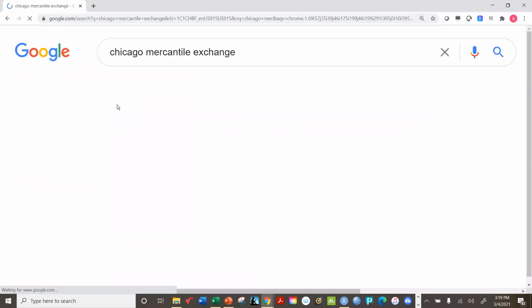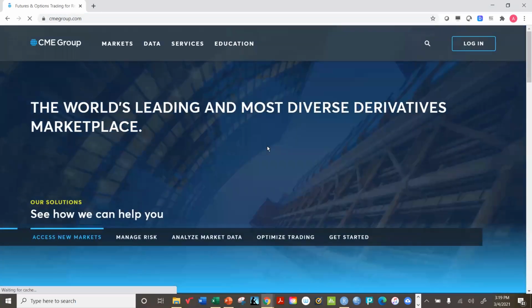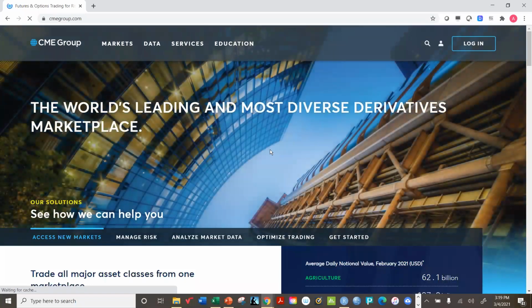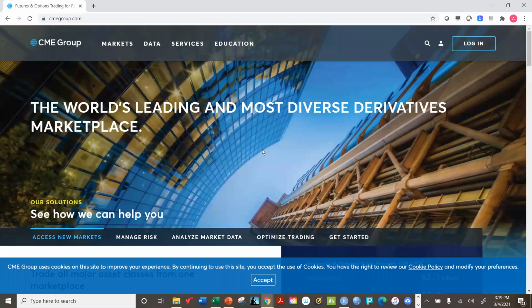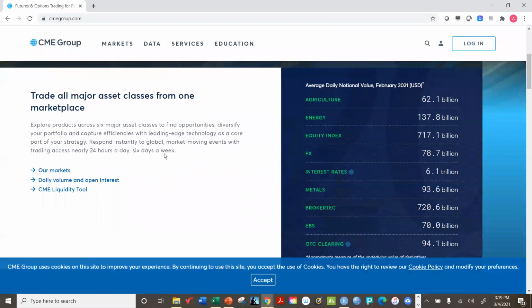And you'll see on here, they have everything. This is one of the top derivatives exchanges in the world, and they have everything under the sun. Now, look at this chart.